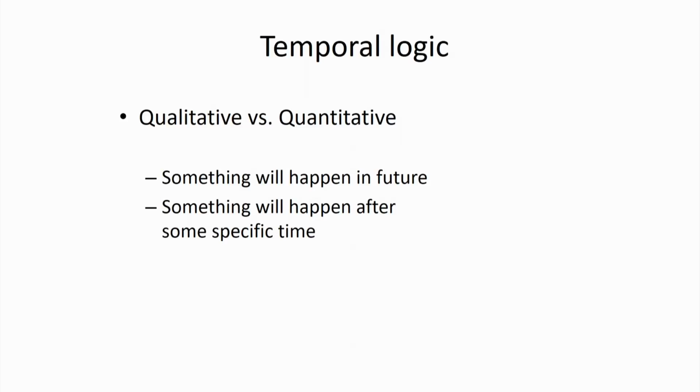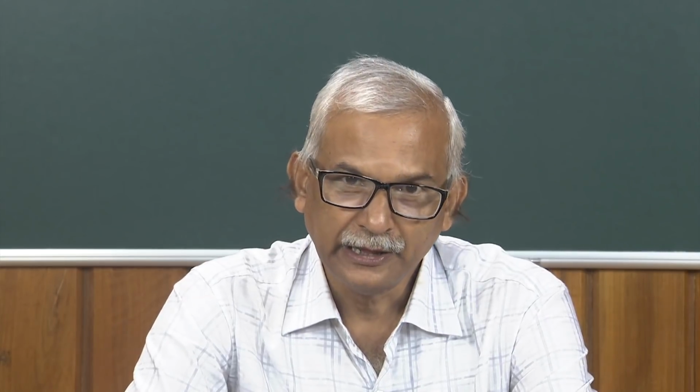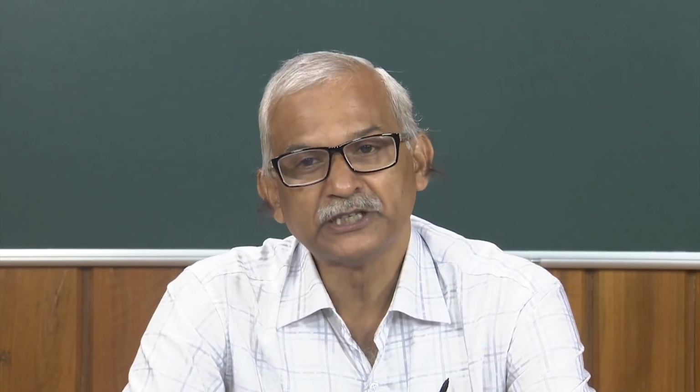It is qualitative versus quantitative. So, it says that something will happen in future, something will happen after some specific time. A simple example we generally use in network protocols: if we send a message, then eventually the sender should get the acknowledgement from the receiver. This is a property that needs to be satisfied by the protocol in our network system. If we send a message, the sender should eventually get the acknowledgement message, and only then will the sender know that the message has been delivered properly.